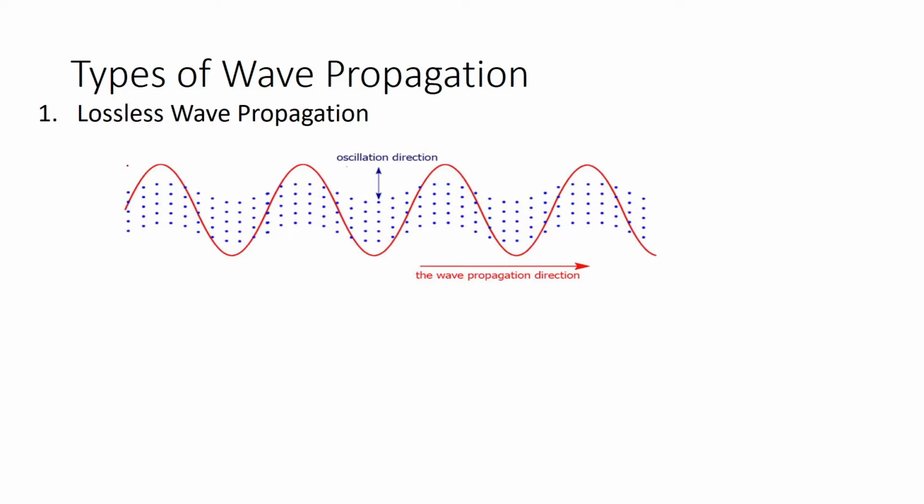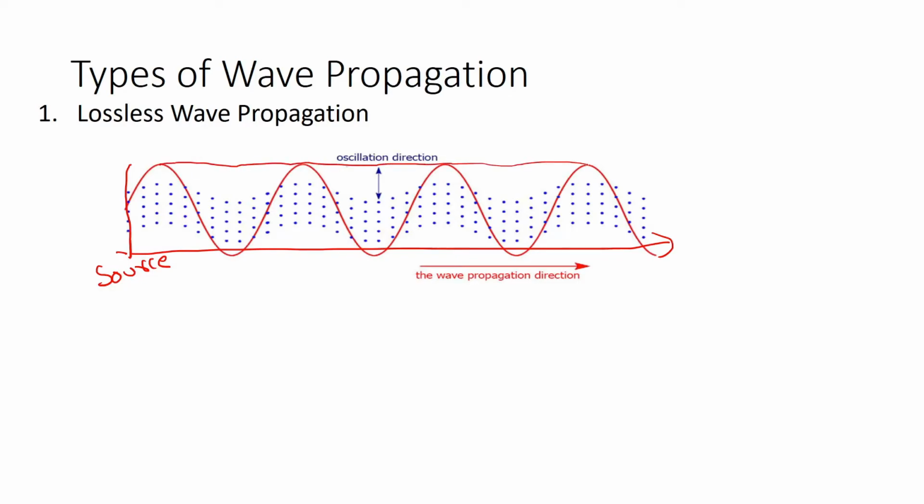For example, if this is the source, as you move in this direction, the distance from the source is going up. But even if the distance from the source is going up, you can see the envelope, that the peak points of the wave, they are in the same level.